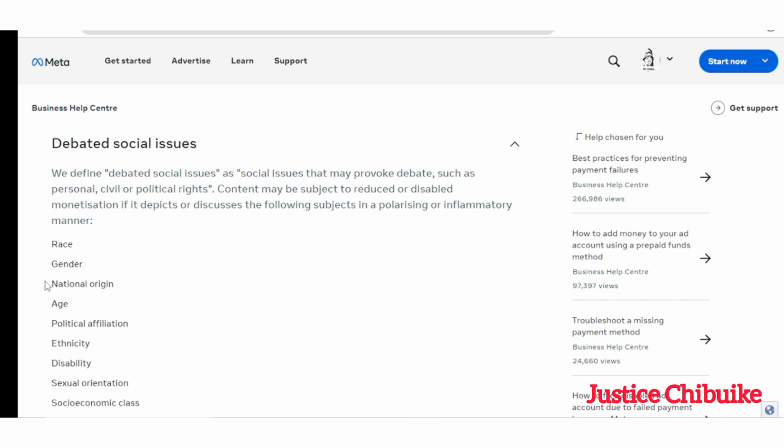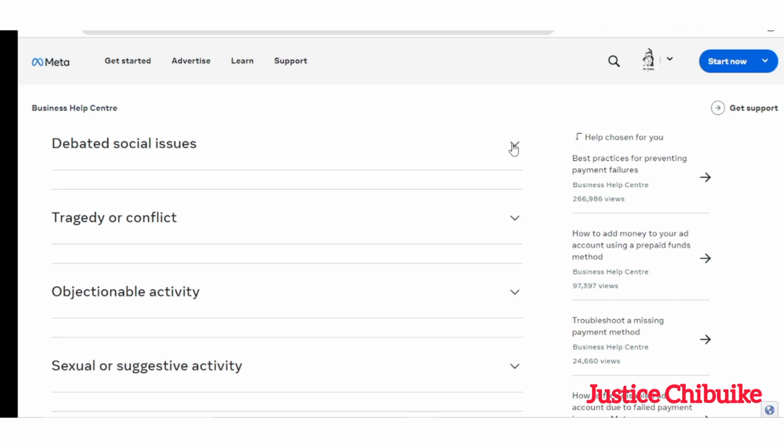That is, if you're the kind of person that posts things that will make two religions start debating, or you post things that will defame a particular gender to another, or ethnicity, male and female, all those kinds of content cannot be monetized, and they stated clearly that it will lead to demonetization. So you should stay off this kind of content, and if you have it on your page already, do take it down before Facebook slams you.